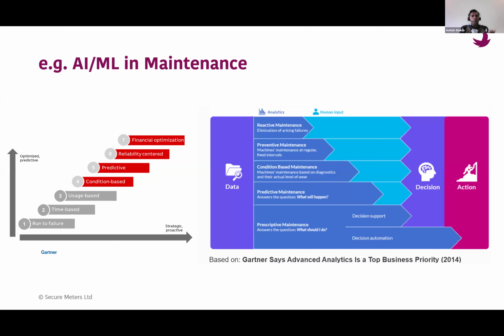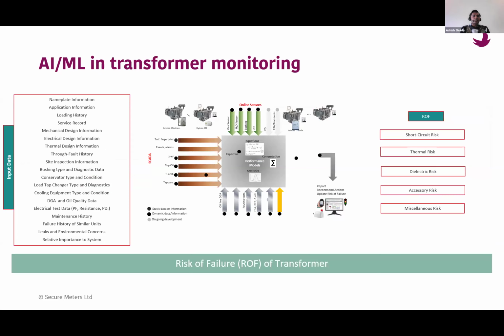And the more you go up, it means you are using the data. On the right-hand picture you see that, in place of reactive, when I go for preventive, condition based, predictive, I'm utilizing the data, and there is less human intervention, because now data is helping me arrive at the decision. Okay, so I will take an example. This is a very good one.